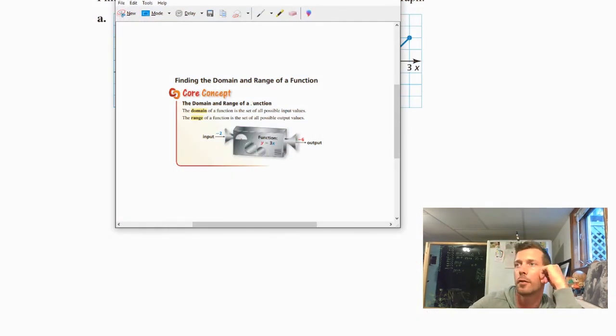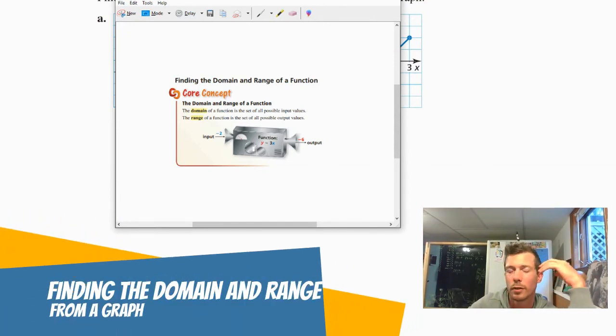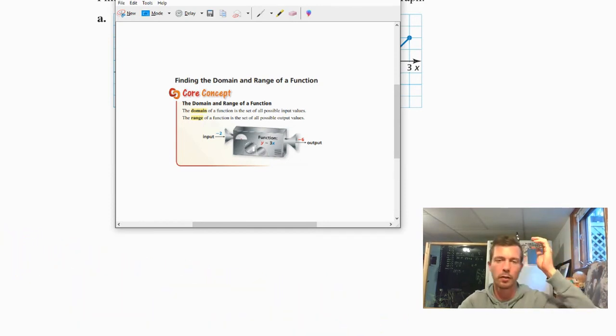All right, the next thing that we're going to look at here is finding the domain and range of a function. What you need to know, and what most of you probably do, like, Mr. Deschler, we know that the domain of a function is the set of all possible input values. So it's all your x values. When I say domain, in your head, you should be thinking x values. X values are my input. The range of a function is the set of all possible output values. So when you hear range, you should be thinking y. You should be thinking what comes out.